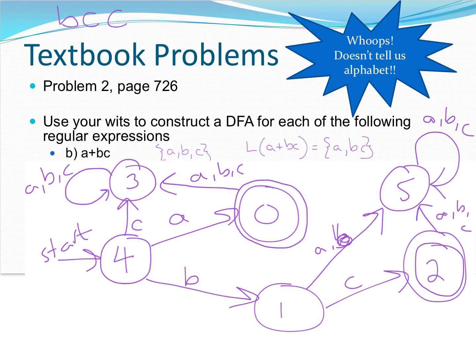And in addition, if I see just an A or I see a B and a C, I accept, but everything else I reject. So I think we're pretty good. I think we've done it. I think this is a DFA that accepts the language A plus BC.